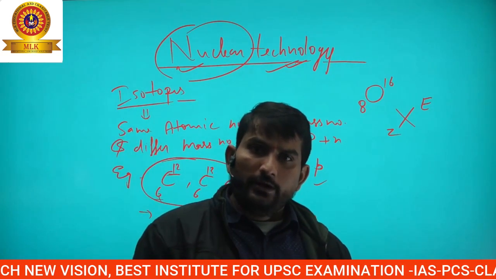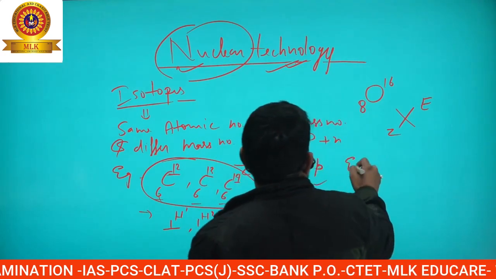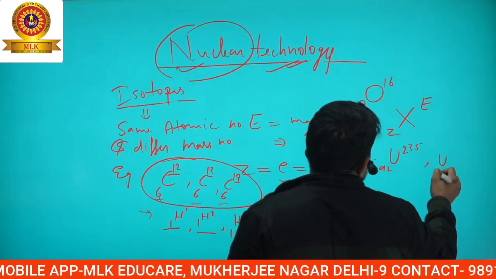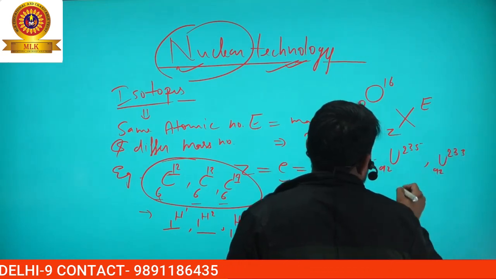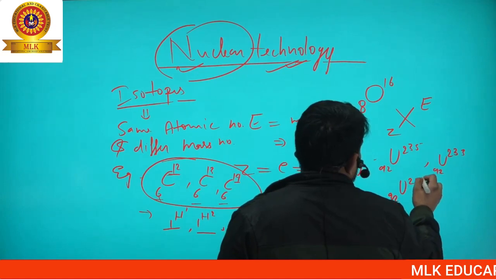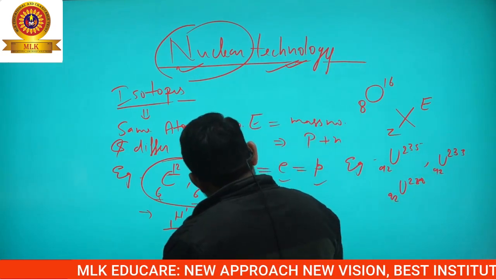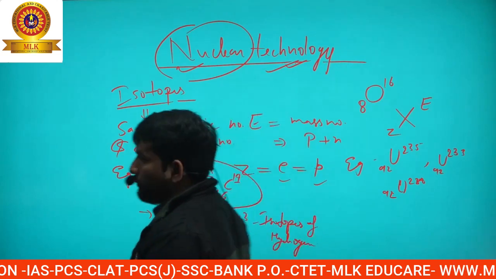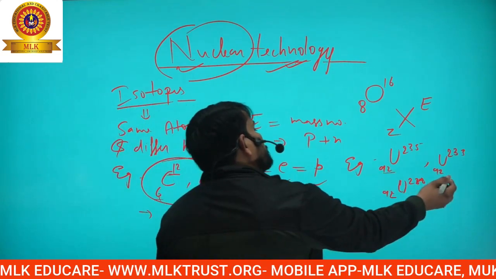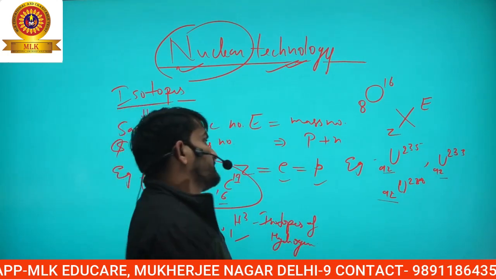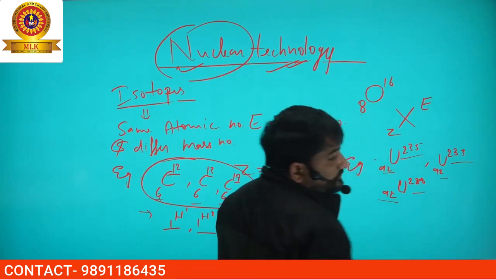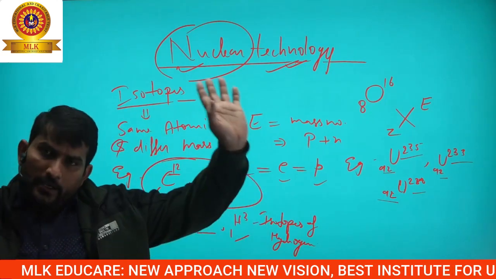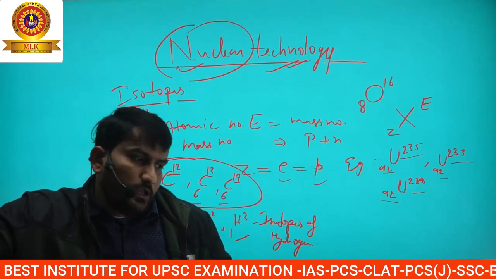Another example is uranium 92/235, uranium 92/233, uranium 92/238. So these are the isotopes of uranium, whose atomic number is the same, 92, but the atomic masses are different: 235, 233, 238.